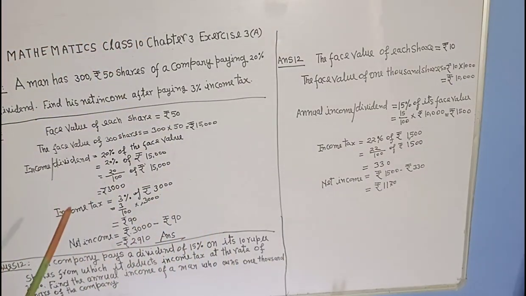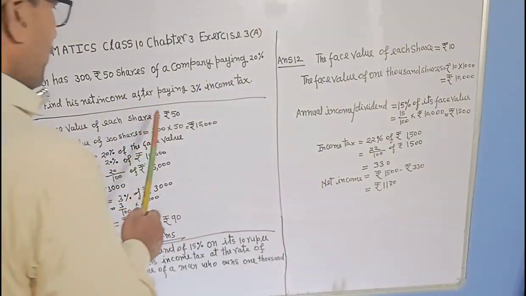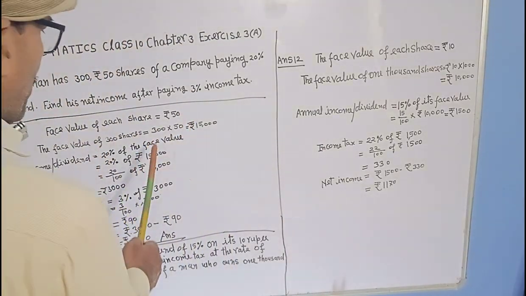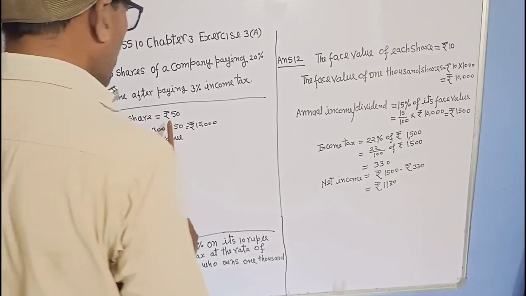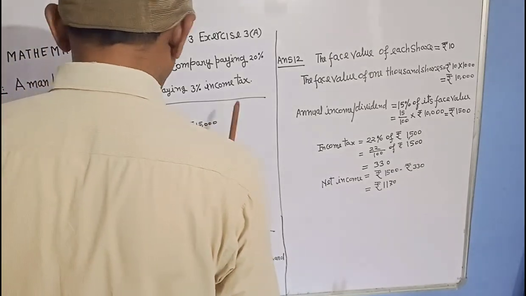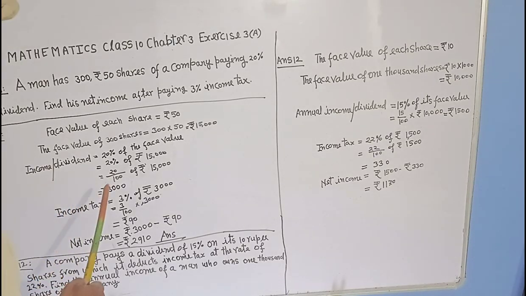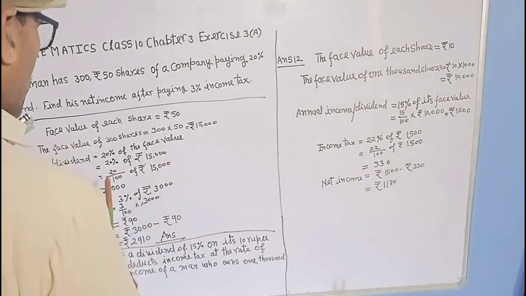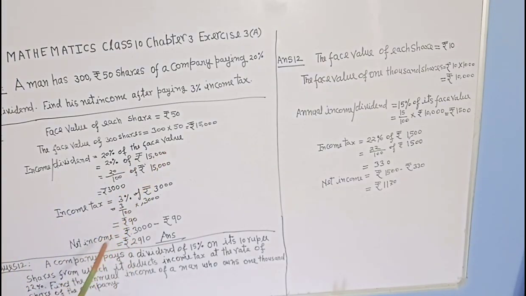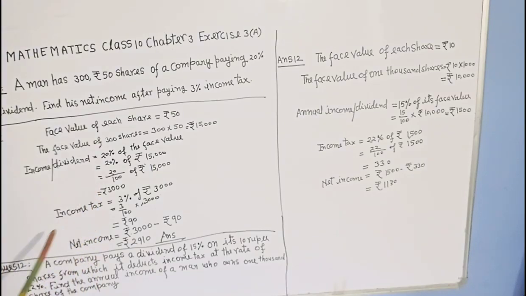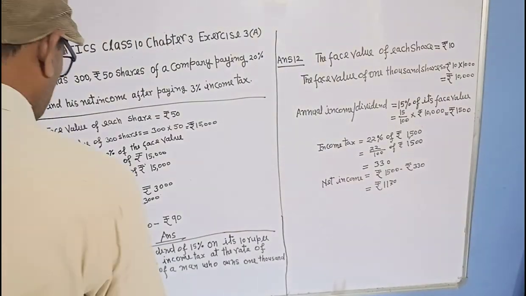Answer 11. Face value of each share is equal to rupees 50. The face value of 300 shares is equal to 300 into 50, which is equal to 15,000. Income or dividend is equal to 20% of the face value, equal to 20% of rupees 15,000, equal to 20 by 100 of rupees 15,000, equal to rupees 3,000.